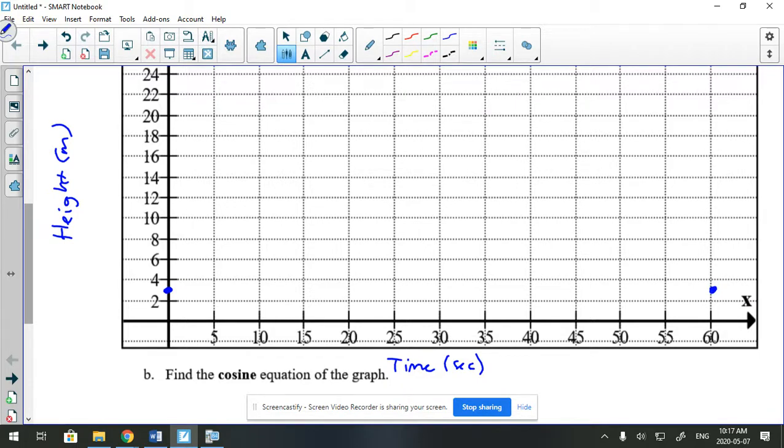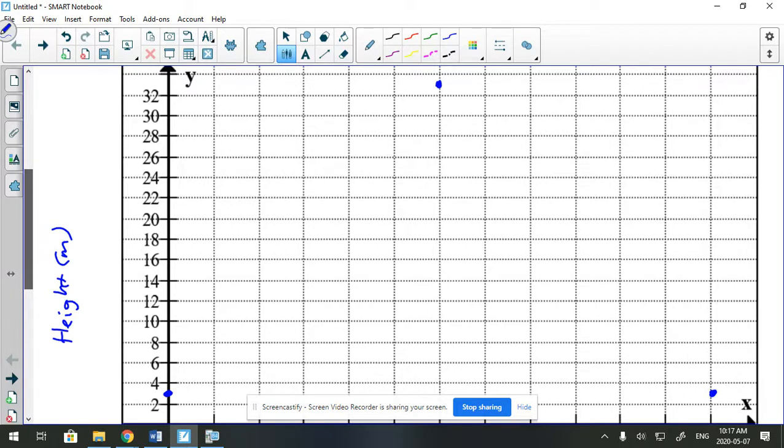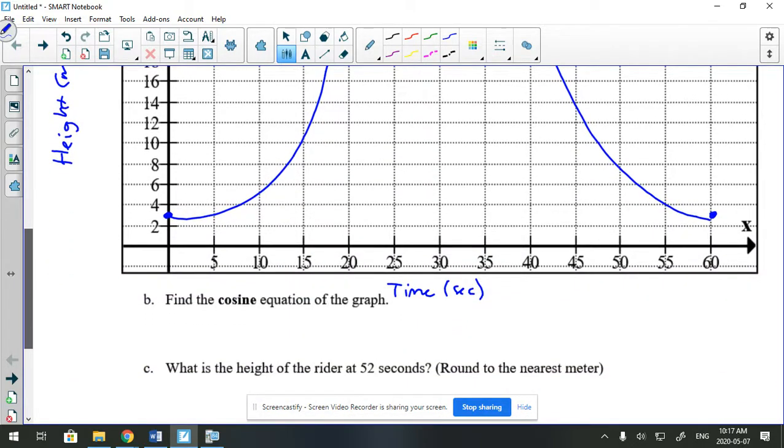So you can see this is what your curve starts to look like. So let's draw this out here. It's going to follow a sinusoidal curve or cosine curve. So we're going to go up in a gentle curve to the top, and then do a gentle curve to the bottom, and that's just going to repeat over and over again. So that's an idea of what the graph will look like. And it says find the cosine equation of the graph.